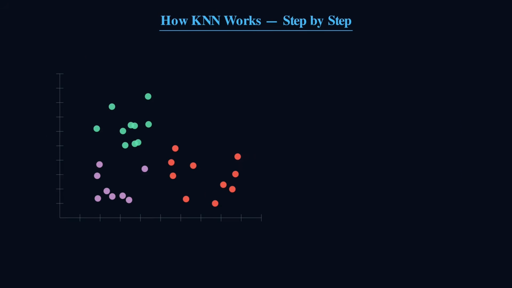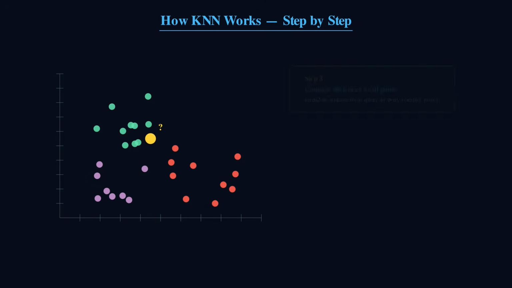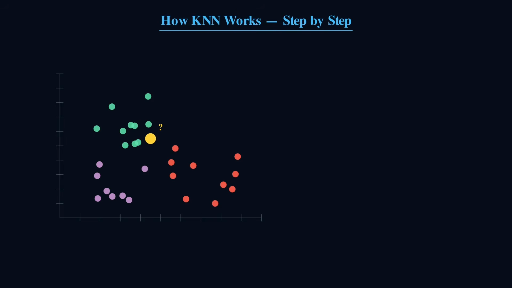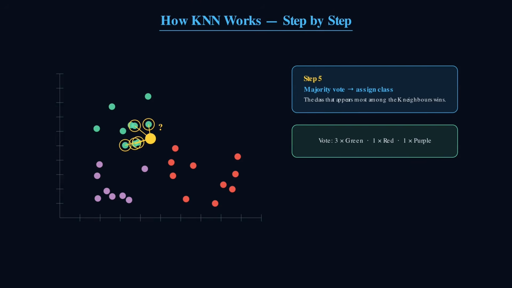That's it. No training. No model building. KNN simply memorizes the entire training set and at prediction time asks, who are my closest neighbors? The whole elegance is that there is no learning phase at all. Only memory. Let's walk through this step by step.